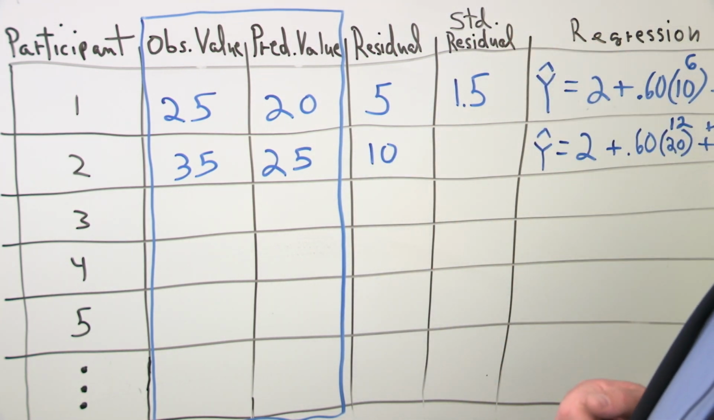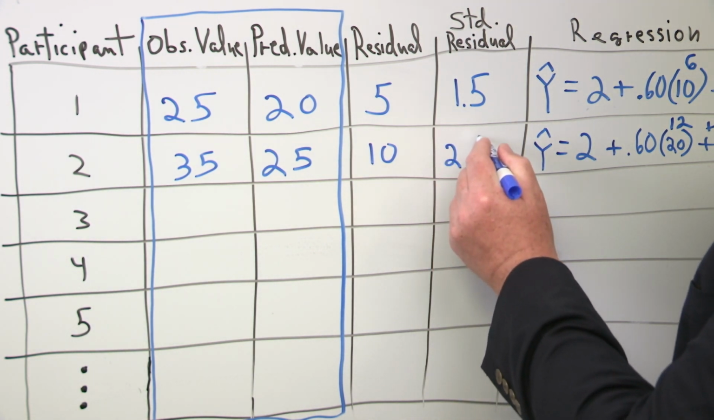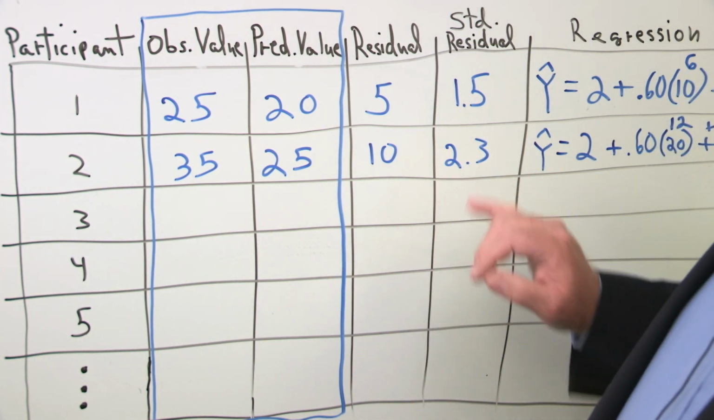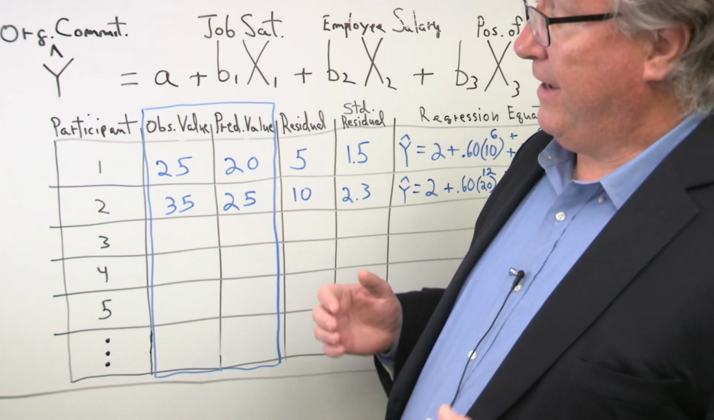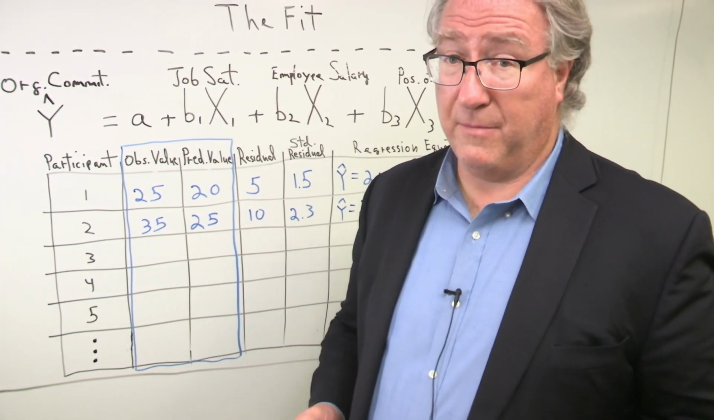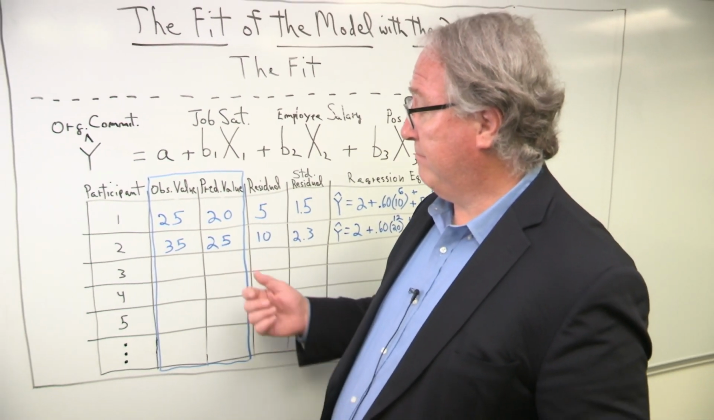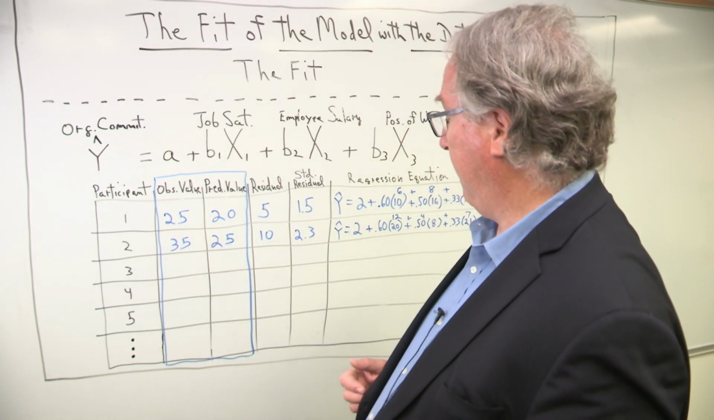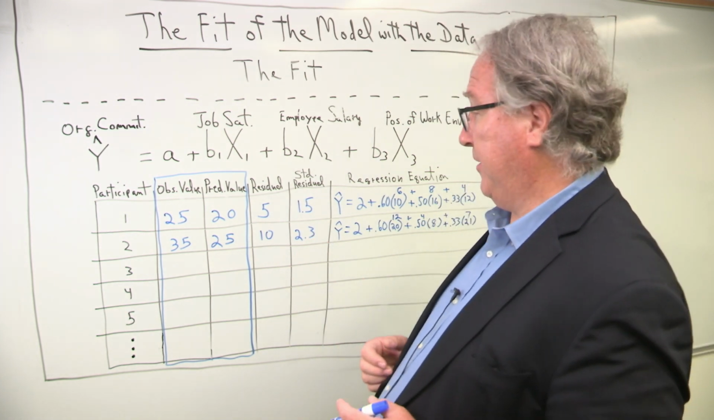And here the standardized residual, let's say, is 2.3. As we'll talk about later, that's a pretty large standardized residual. That does suggest that the model, as it concerns participant 2, didn't do a good job at predicting the actual observed value on the outcome variable measure. Seems to be off there more than we would like. Okay, now here's what I want to point out to you.